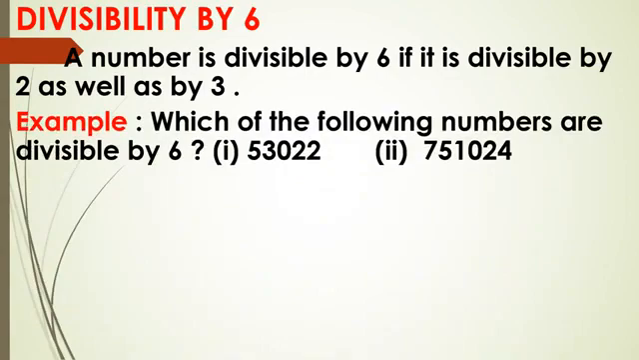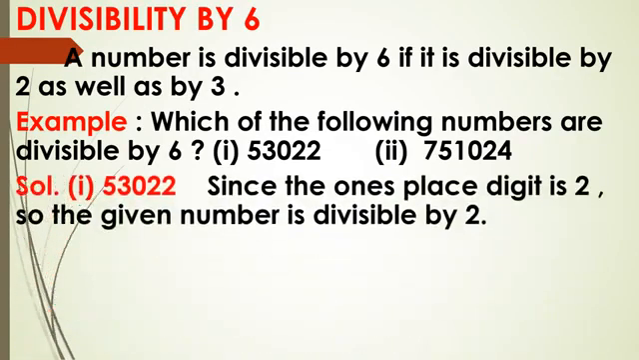Which of the following numbers are divisible by 6? 53,022. We have to check for 2 and 3 both. For 2, how will we check the divisibility rule? We will check the ones place digit. If the ones place digit is even, then the number is divisible by 2. If the ones place digit is divisible by 2, then the complete number is divisible by 2.